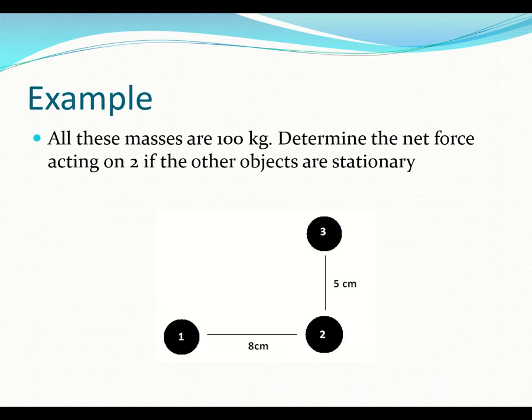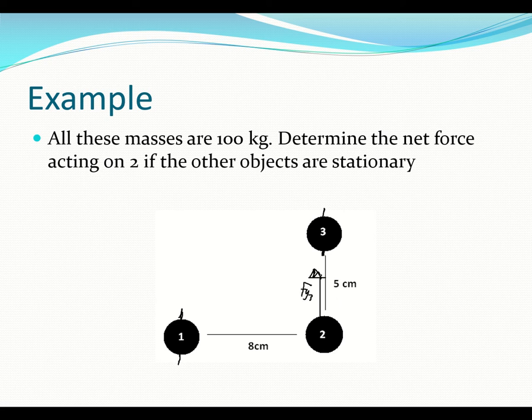Okay, and then the last one is just a 2D question. So all the masses are 100 kilograms. Determine the net force acting on mass 2 if the other two objects are stationary, right? So these ones, this is locked into place, and this is locked into place. So we start off, you always have to start off with your free body diagram.